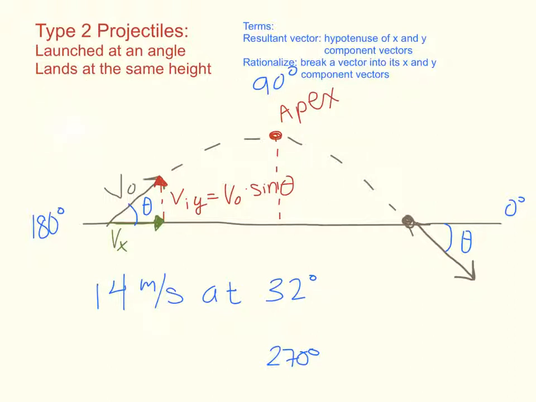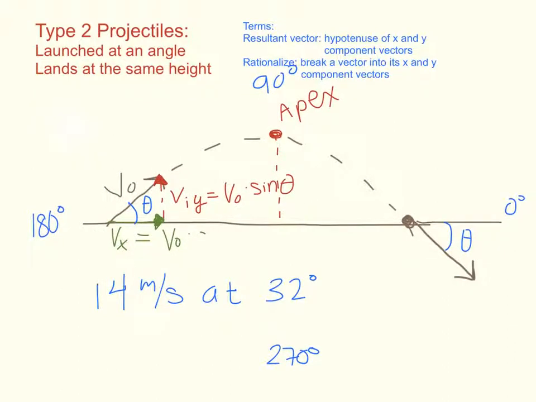Now for vx, am I going to use sine, cosine, or tangent for that part? Well, since this vx is adjacent to the angle, we're going to be using cosine, because cosine is adjacent over hypotenuse. So that means that the cosine of theta equals adjacent, vx, divided by hypotenuse, v naught. So multiply both sides times hypotenuse, and vx will be equal to v naught times cosine of theta.